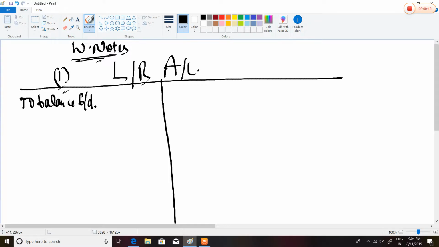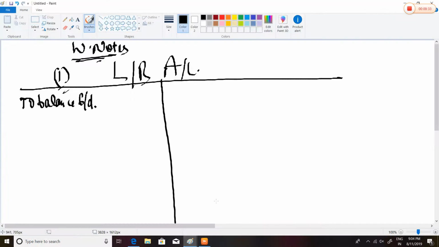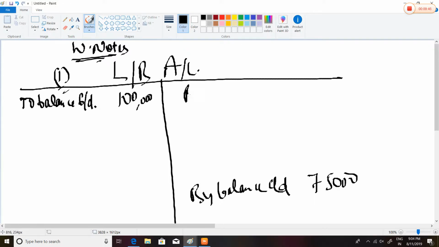Two, balance brought down. See, what's the balance brought down for land and building? Have a look here. 1 lakh, 1 lakh, by balance carried down 75,000. Okay, by bank, say, $50,000.